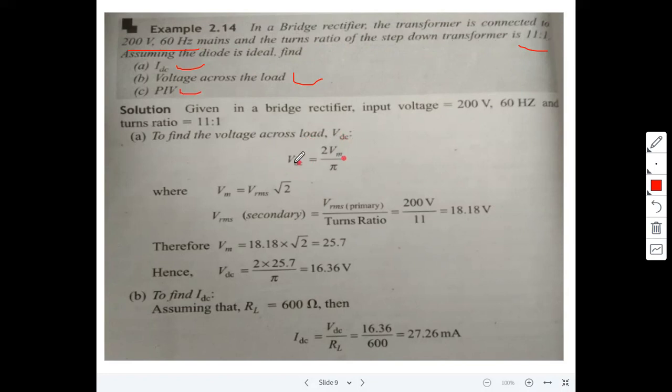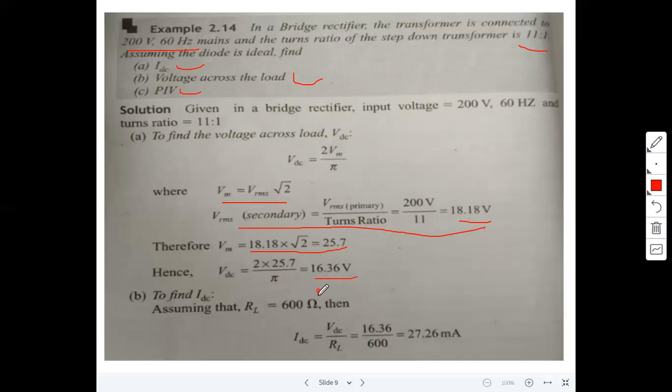Find the voltage across load, that is the output voltage. Across the load means DC output voltage, that is VDC equal to 2 Vm by pi. What is the Vm relation? Vm is equal to Vrms into root 2. Calculate the secondary Vrms, primary Vrms by turns ratio N2 by N1, that is Vrms divided by 11, equal to 18.8 volts. Once you know the Vrms, you get Vm, and once you know the Vm, VDC.